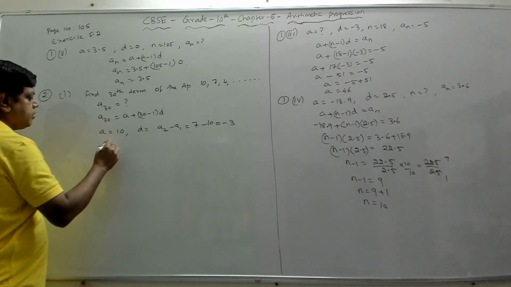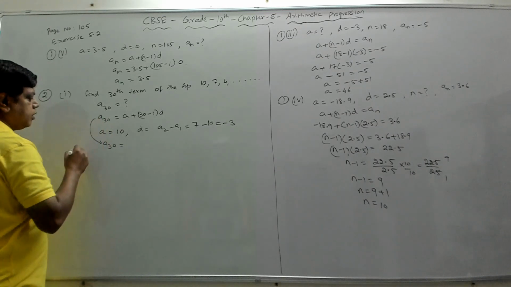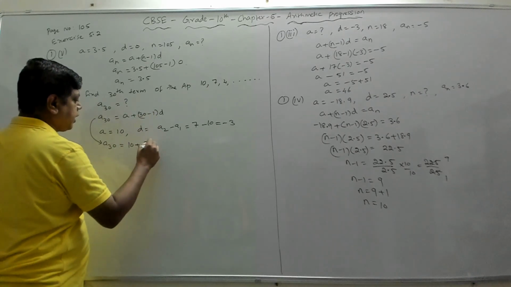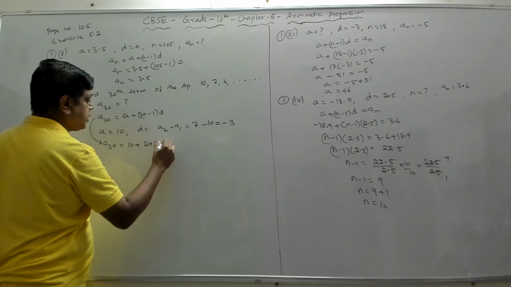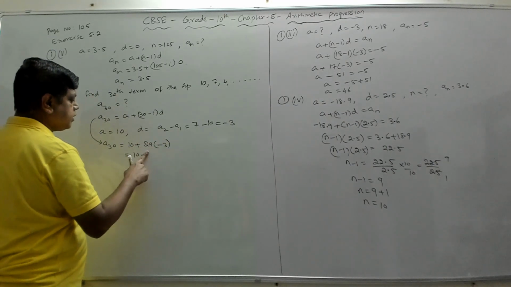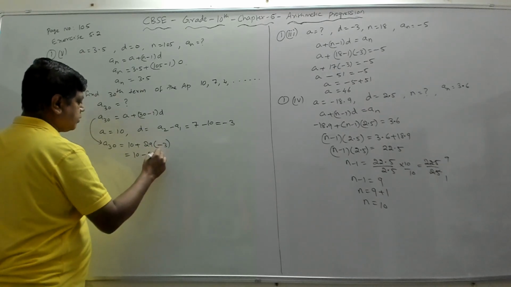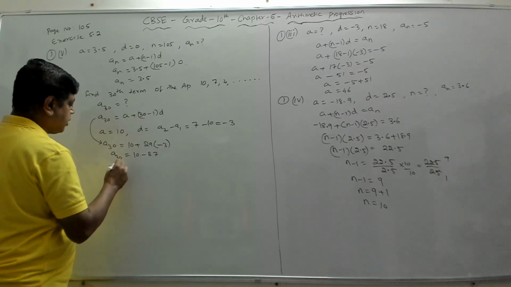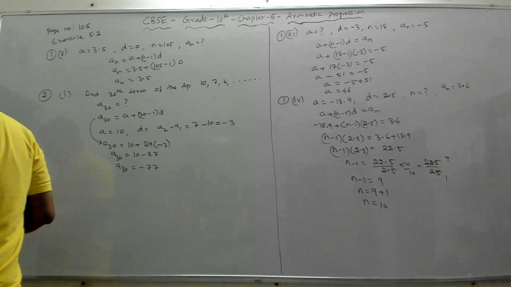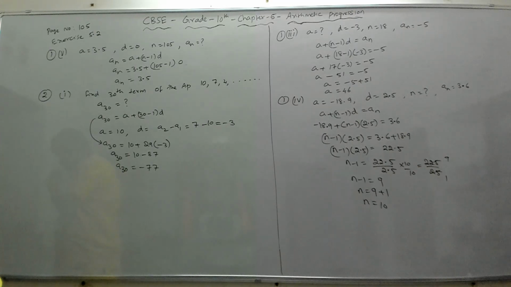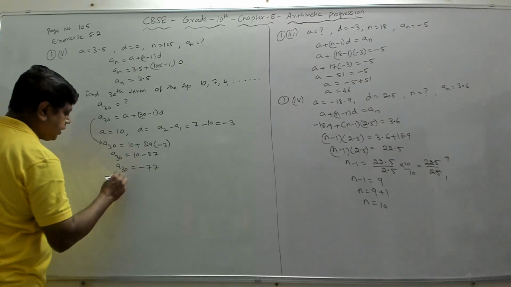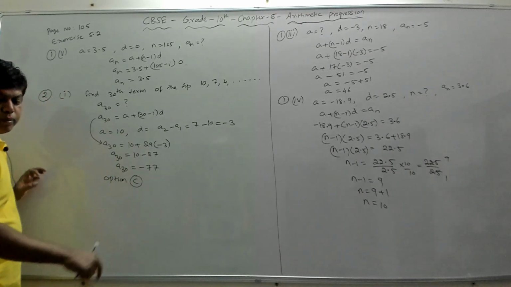So your A30 becomes, right? A plus A is 10 plus 30 minus 1 is 29 into D. D is minus 3. So you get 10 plus 29 times minus 3 is minus 87. That is your A30. So your A30 becomes negative 77, minus 77. What is your A30? It is minus 77, which is option C. So option C is the right answer. Option C, which is minus 77.